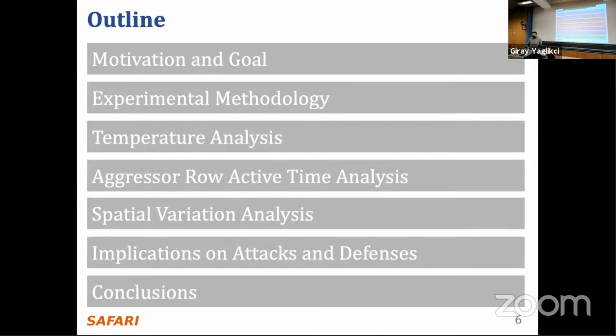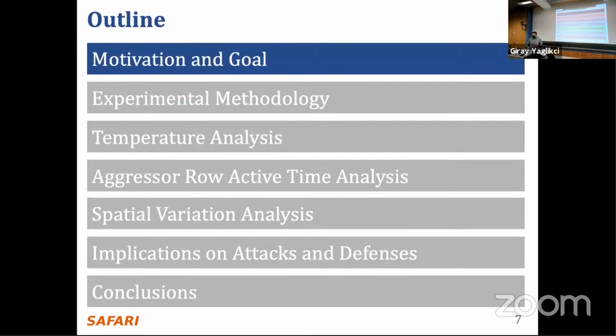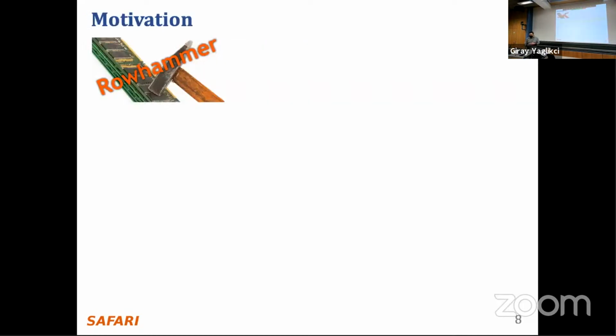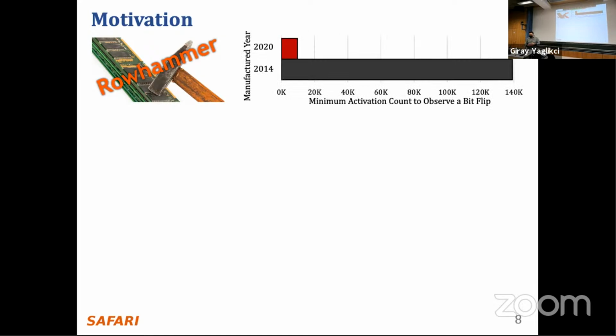So this is the outline of the talk, and I'll quickly start with motivation and goal. As I said, RowHammer is a DRAM reliability and security problem that gets worse, and denser DRAM chips are significantly more vulnerable to RowHammer. When we look at some data from prior work, the minimum activation count to observe a bit flip has reduced by more than an order of magnitude in less than a decade.